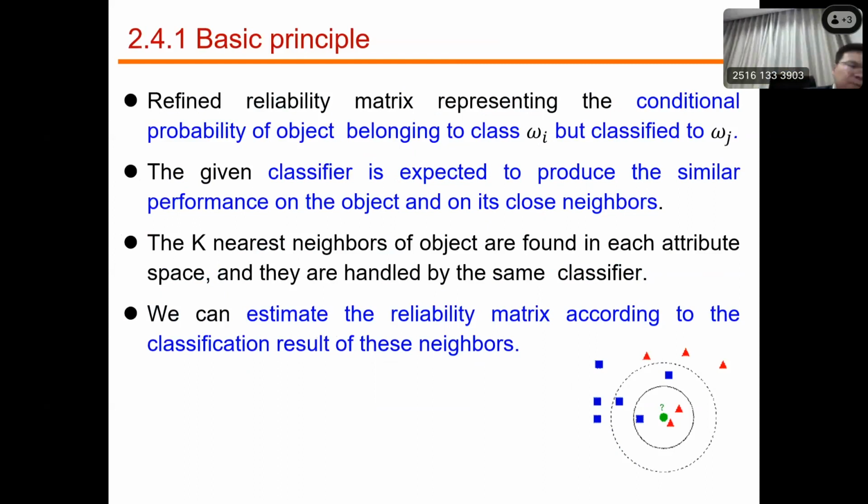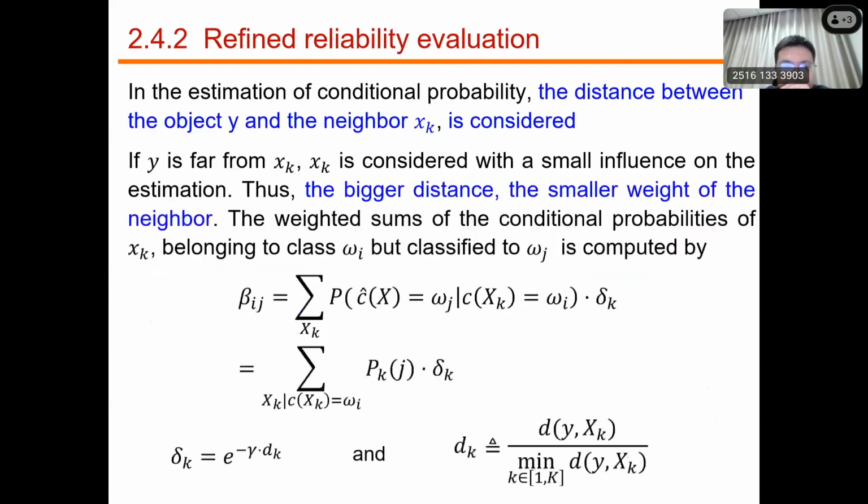Then we will estimate the reliability matrix according to the classification results of the neighbors. Because the neighbors have real labels, we know their true labels. So we input these training data into the classifier, estimate the predicted labels, and compare the predicted labels with the true labels. We can estimate the prior bias errors of the classifier. For example, an object truly belongs to omega i but is classified into omega j. This is very easily estimated using the training data, because we know the true label and we also put it into the classifier. We get its predicted label, and by doing this we can estimate this conditional probability.